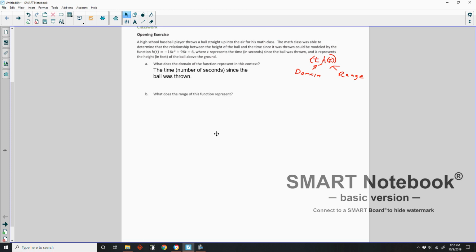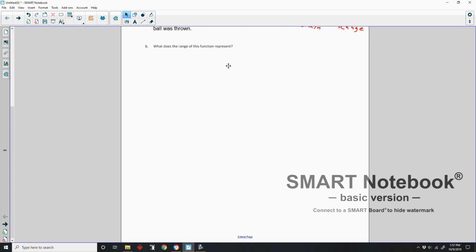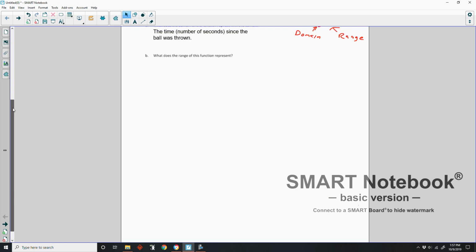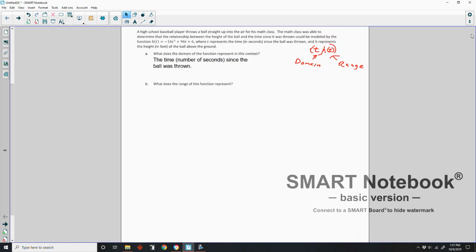Okay, next problem says, what does the range of this function represent? So let me go back up here. So the range is your y, and it's h of t, so it's the height with respect to time. h represents the height in feet of the ball above the ground. So the answer is right there. The range in this function represents the height in feet of the ball above the ground.